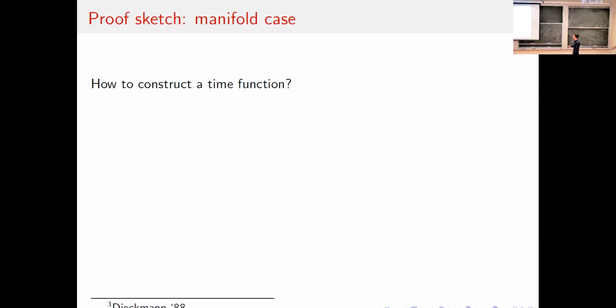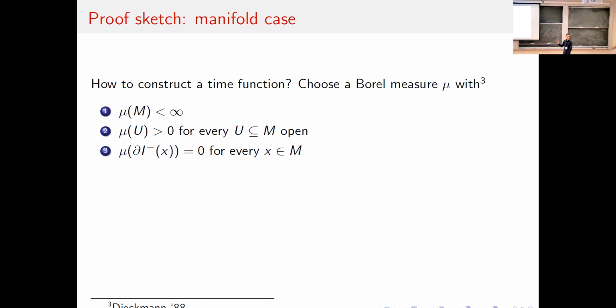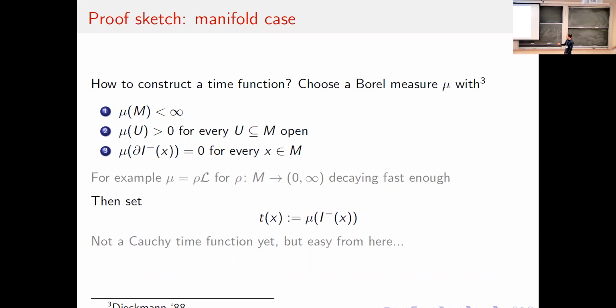First, just in the manifold case, how is the classical proof of this theorem? I'm just going to focus on how to construct the time function. First you choose a Borel measure that should be a finite measure. It should give non-zero mass to every open set, and it should give zero mass to the boundary of the past of every point. For example, you could take the Lebesgue measure and then multiply it by some function to make it finite. And then you set the time function to be the measure of the past of the point.